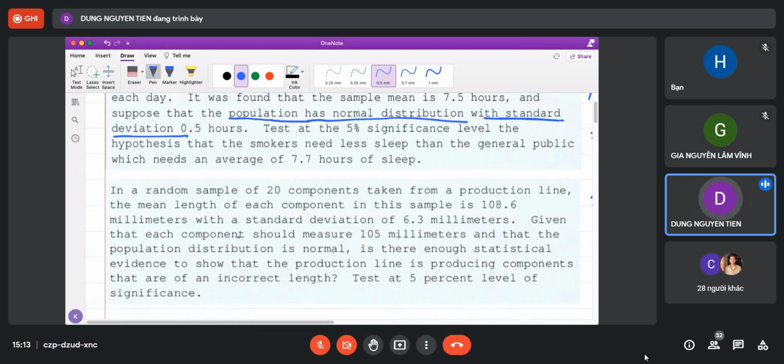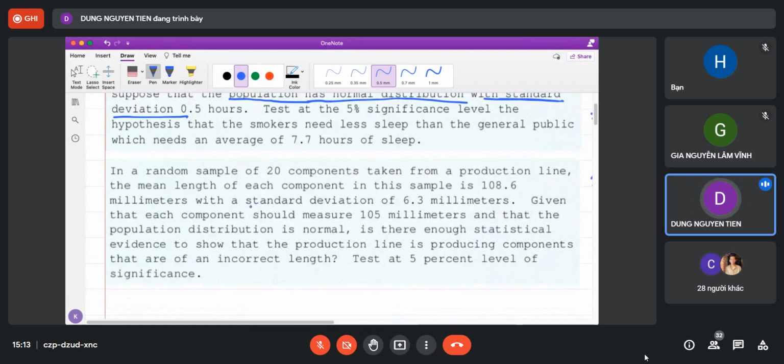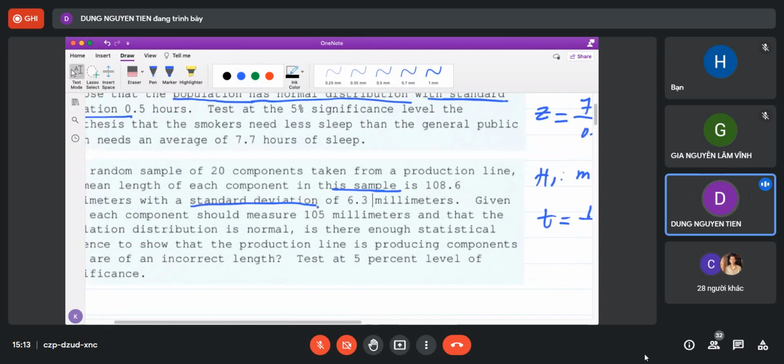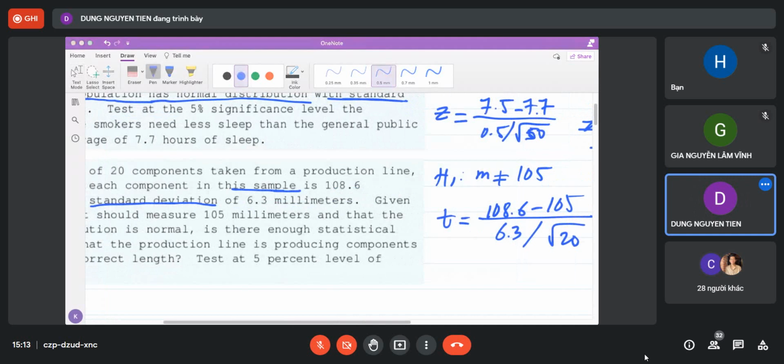On the other hand, in the second problem, you get the standard deviation, but it comes from the sample. That's why it is the sample standard deviation, and that's why you need to use the t-distribution. Do you understand? Yes, thank you, sir.